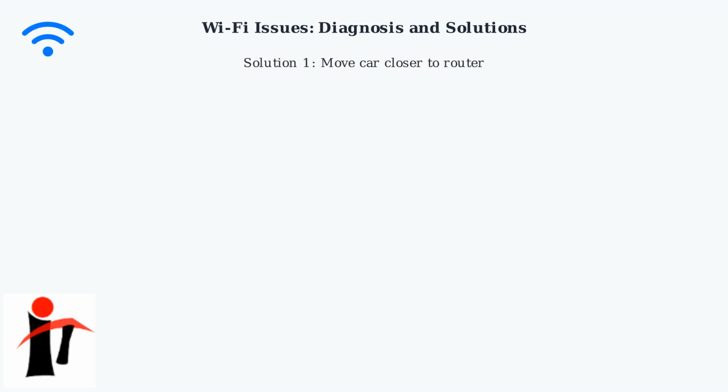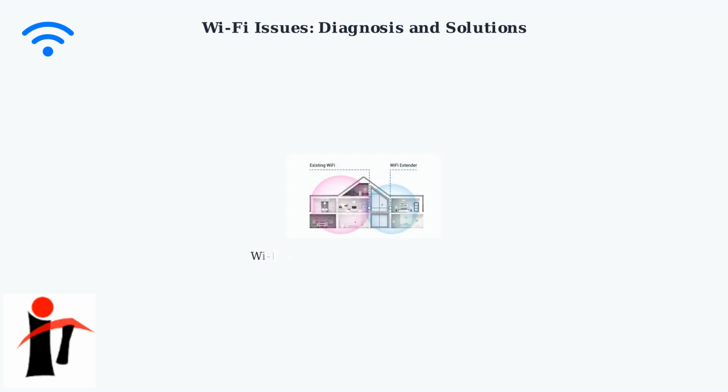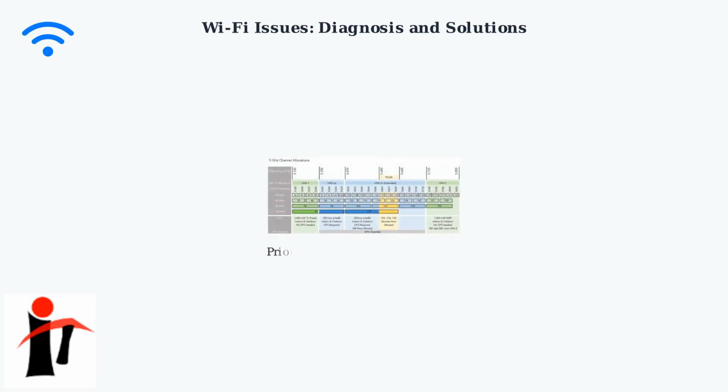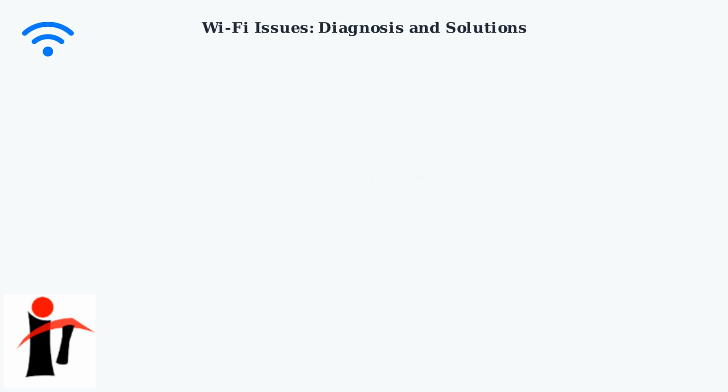Try moving your car closer to the router to improve signal strength. Use a Wi-Fi extender to boost the signal throughout your home or garage. Connect to a mobile hotspot with at least 10 Mbps download speed. Prioritize a 5 GHz connection if available, as it offers faster speeds for downloads. These steps should help resolve Wi-Fi-related update download issues for your Tesla Model 3.